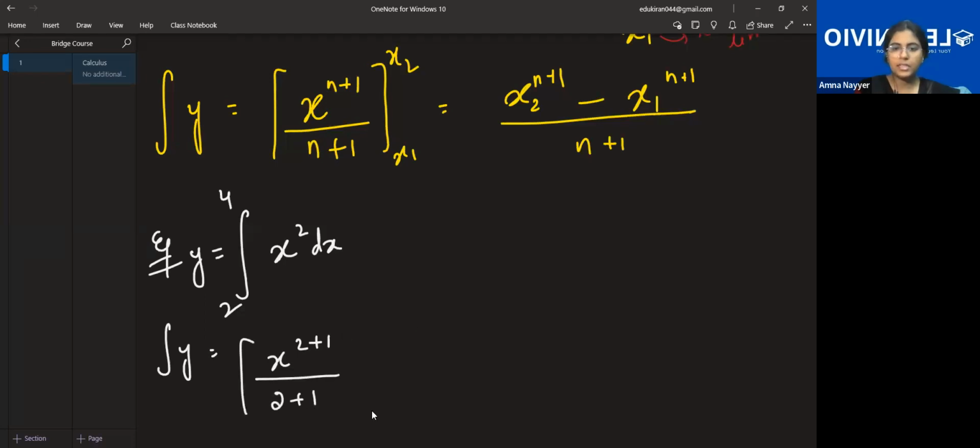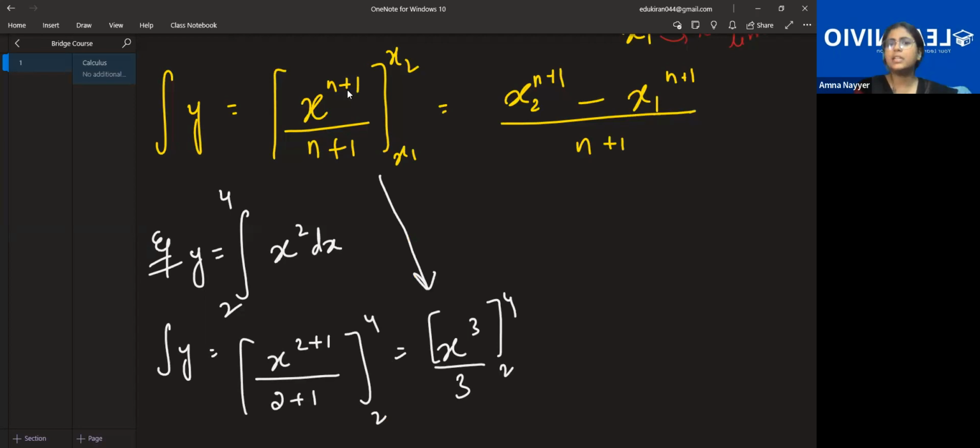What are the limits? This is from 2 to 4. So what is this? x to the power 2 plus 1, it's x to the power 3 divided by 3 from 2 to 4. This is the first step, right? I have just written it till here, because here it could not be calculated. Here at least we can calculate 2 plus 1.